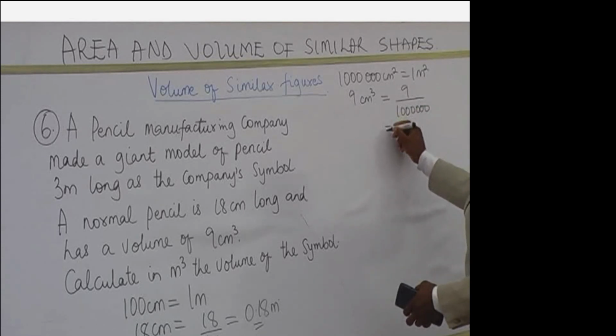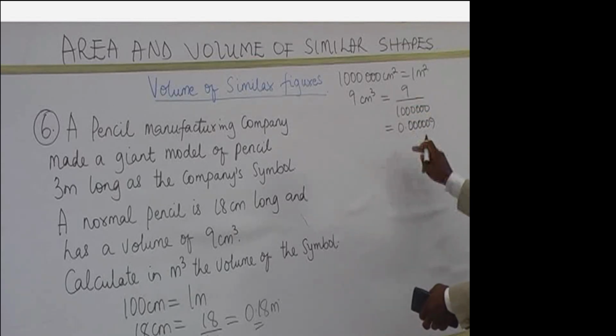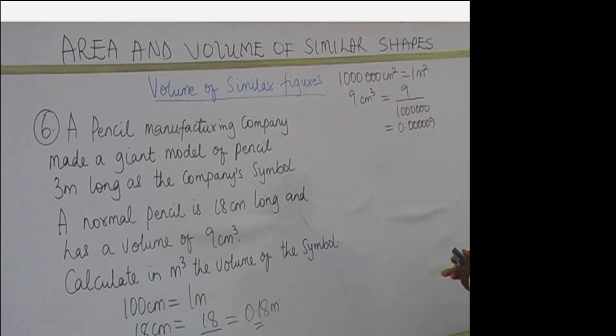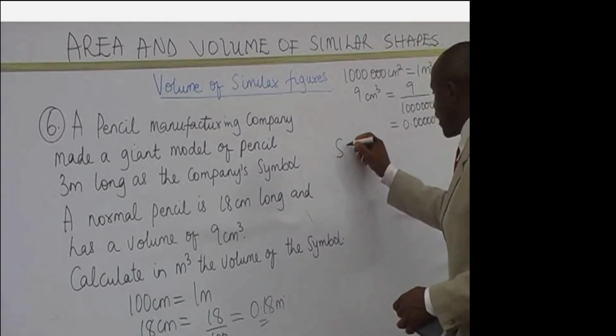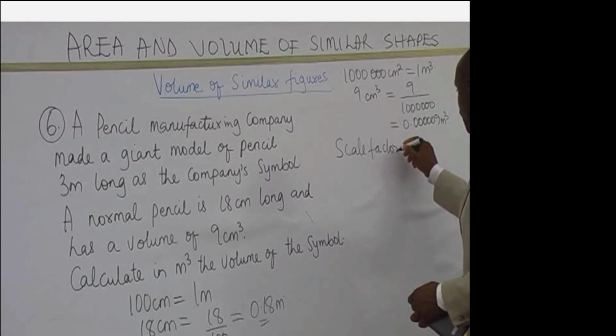And 9 divided by 1 million is going to give us 0.000009. You can use a calculator and confirm it. This is now in meter cube. Sorry, this is meter cube. Volume factor.